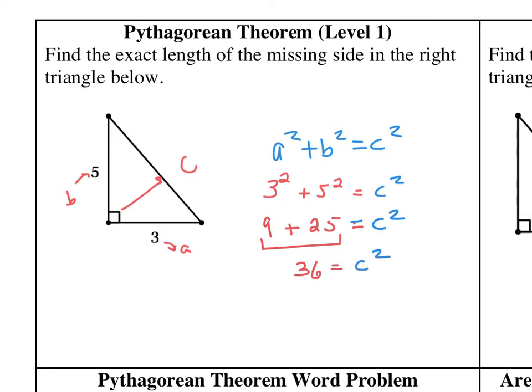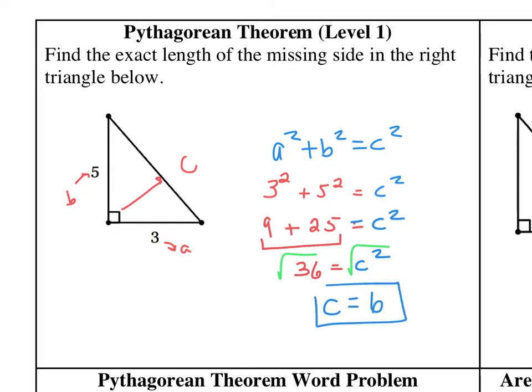My final step to always get rid of that square is to take the square root of both sides. I'm going to take the square root of 36 and the square root of c squared. Please tell me what the square root of 36 is. Well, the square root of 36 is just 6. So 6 is your final answer.